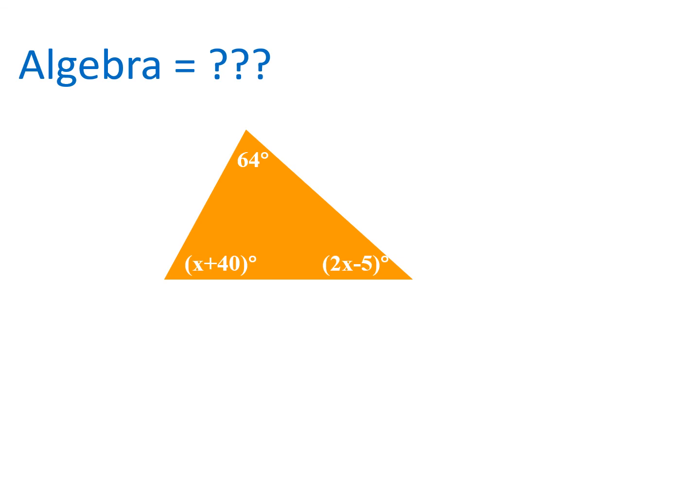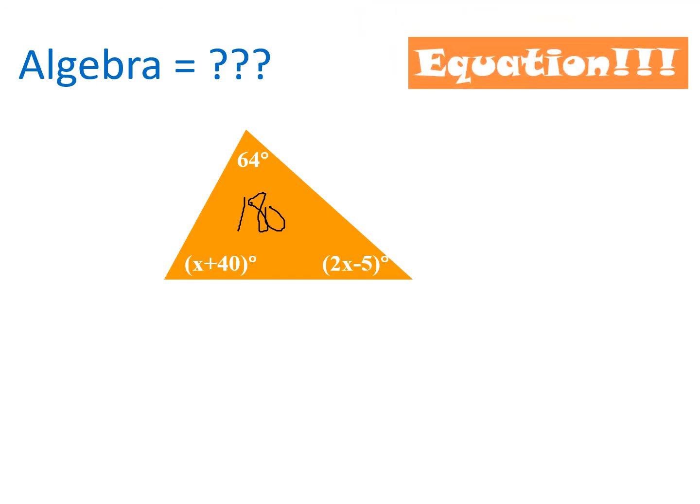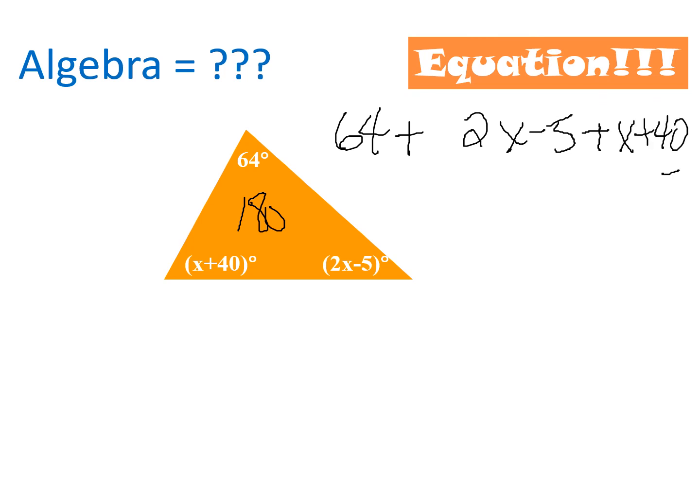Alright, so you have algebra in this one, but the rules still apply. What is the thing that triangles make? The angles of a triangle, inside angles, add up to be 180. So you need to write an equation. All the three angles, 64, 2x minus 5, and I can drop that parentheses off. That's just to keep it all together with the degree sign, and x plus 40. Totals up to equal 180.